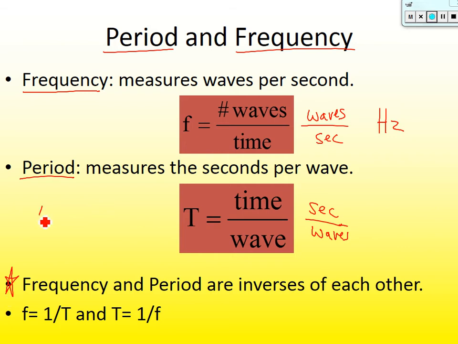Inverses. Guys, let's just review what an inverse is. If I give you the number 5 and I ask you for the inverse of 5, what is the inverse of 5? 1 over 5. So all you have to do to take the inverse is put 1 over the top of that number. So frequency and period are inverses of each other. Frequency is equal to 1 over T, 1 over the period. And period is equal to 1 over frequency. So if you find one, all you have to do to find the other one is take the inverse of it. Right?